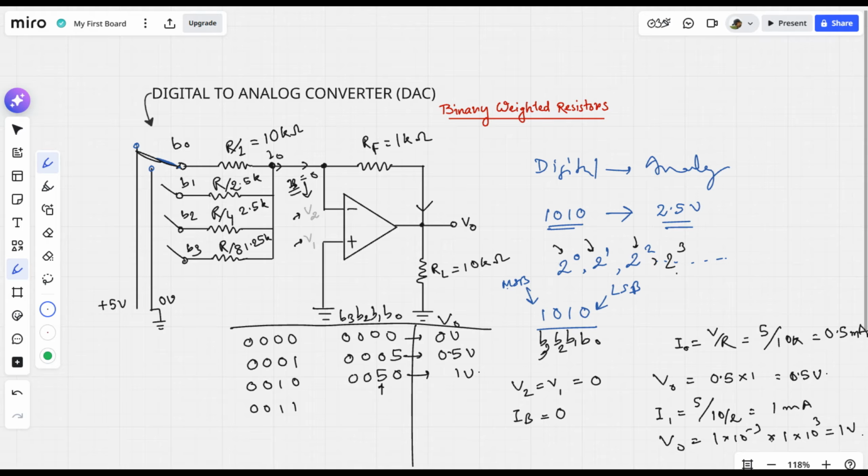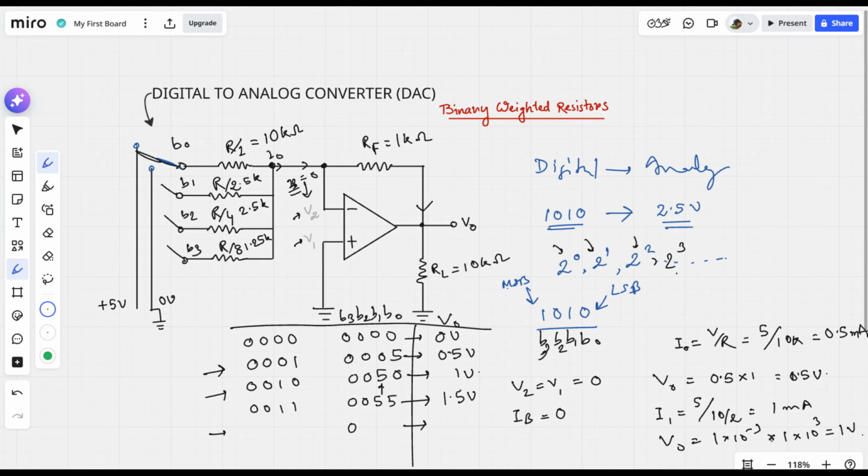Now next, 0011. That means we have to provide this. Here, if you see, for the first signal, the value of B0 was 5, and for the second one, we had B1 to be 5. Now we have both B0 and B1 to be 5. That means whatever we get across the output will be the summation of these two. For 0001, we obtained 0.5 volt. For 0010, we obtained 1 volt. So 0011 will be 0.5 plus 1, which is 1.5 volt. And similarly, it will continue.